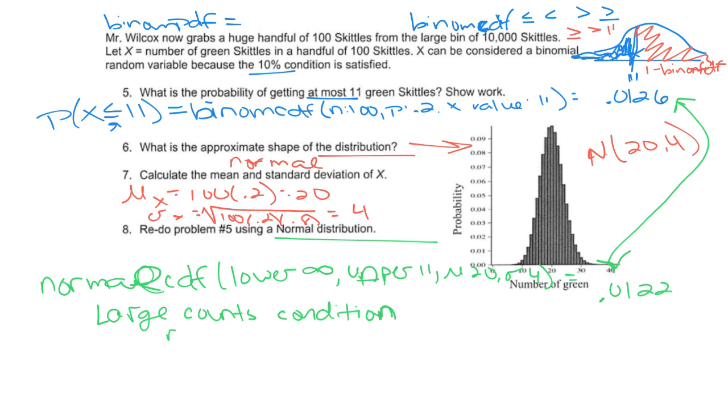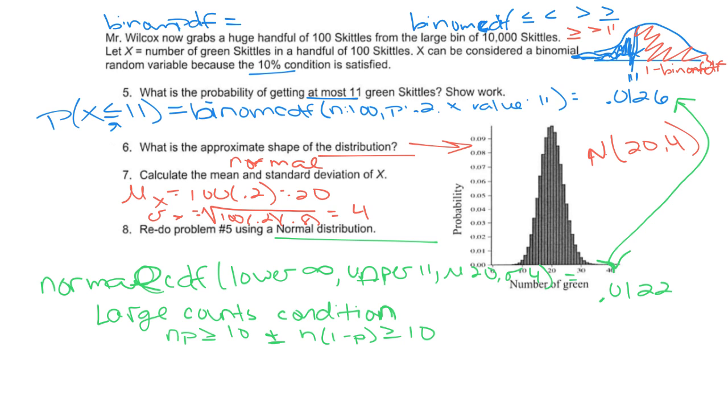Our large counts condition is that np is greater than or equal to 10, and you must have both of them, that n times (1 minus p) is greater than or equal to 10. Basically, our number of successes is going to be greater than or equal to 10, and our number of failures is going to be greater than or equal to 10 as well, right? Our number of trials times our percentage of success, and our number of trials times our percentage of failure.